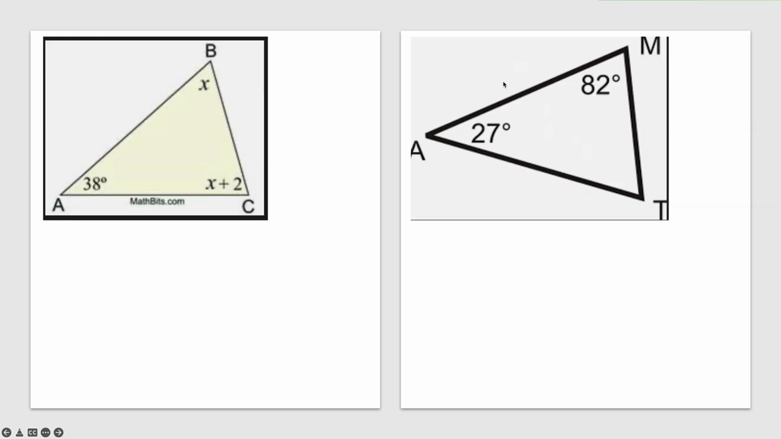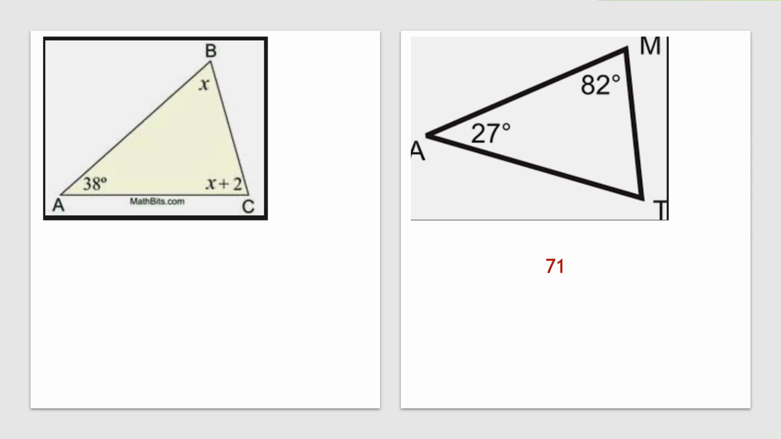We're going to do the one on the right here first. Not the left, the right. Go ahead. So 82 and 27 adds up to 109, and then 180 minus the 109 is 71. So those are real simple, real direct, straightforward.